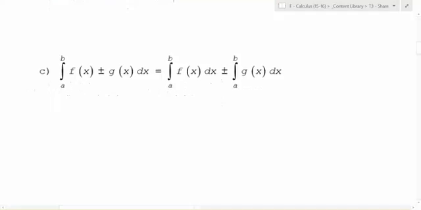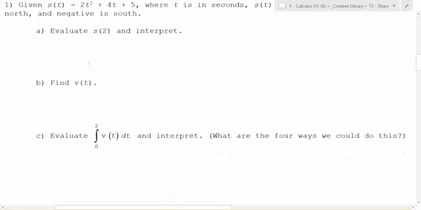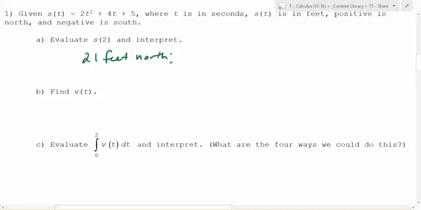What does this one allow you to do, Connor? What does rule C allow you to do? To evaluate to be, I think it was 21. 21 feet north. So that means in 2 seconds, the person is now at 21 feet north of where they started. V of t, how do you find V of t given S of t? You take the derivative. What was it? 4t plus 4.